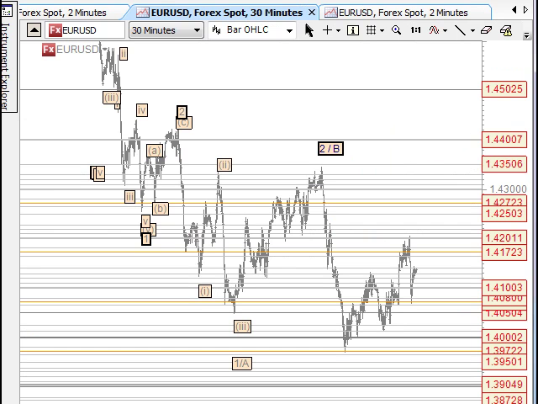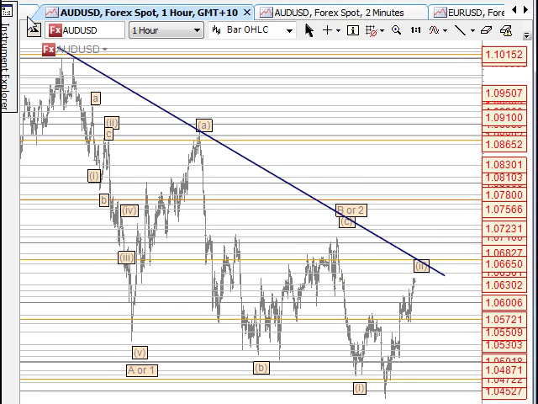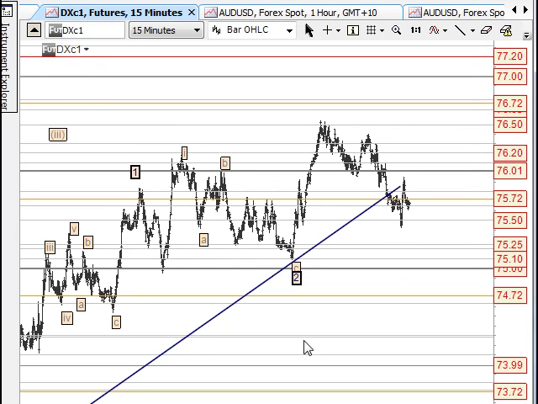Okay, the Forex here. Now, we're going to have a look at the dollar index here. It's come through our trend line, so it's in a weaker position, which puts the indices in a stronger position.